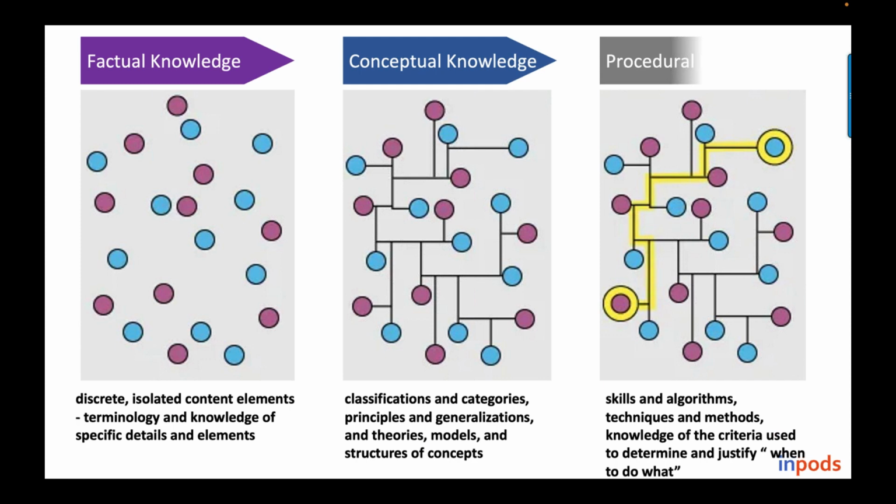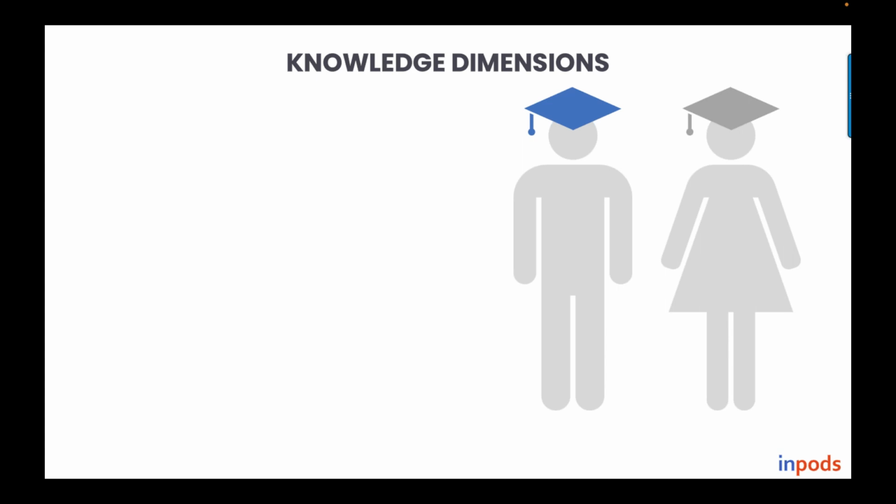Now, when it comes to procedural knowledge, once we start knowing how to go from point A to point B, it gives us that how part, and that forms procedural knowledge, right? It covers essentially, as I mentioned earlier, how to do the things.